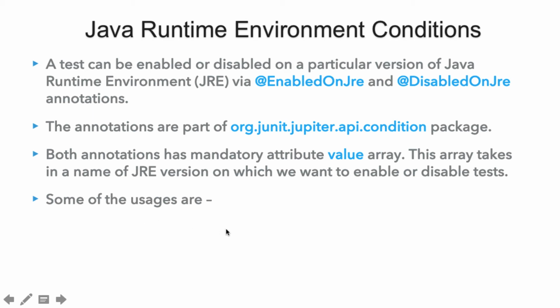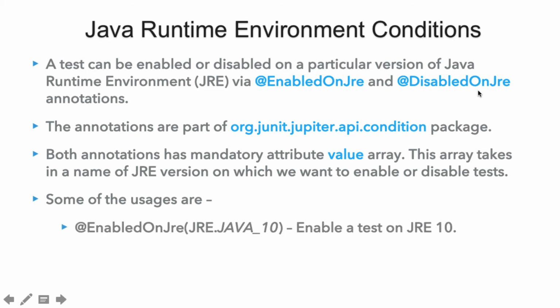So let's see some of the usages of how we can use the @EnabledOnJre and @DisabledOnJre annotations. On our test methods, we can simply provide this annotation as @EnabledOnJre, and then we can provide a value something like JRE.JAVA_10. So what this annotation does is it enables a test to run only on Java runtime environment 10, and on any other environment the test cases are simply skipped.